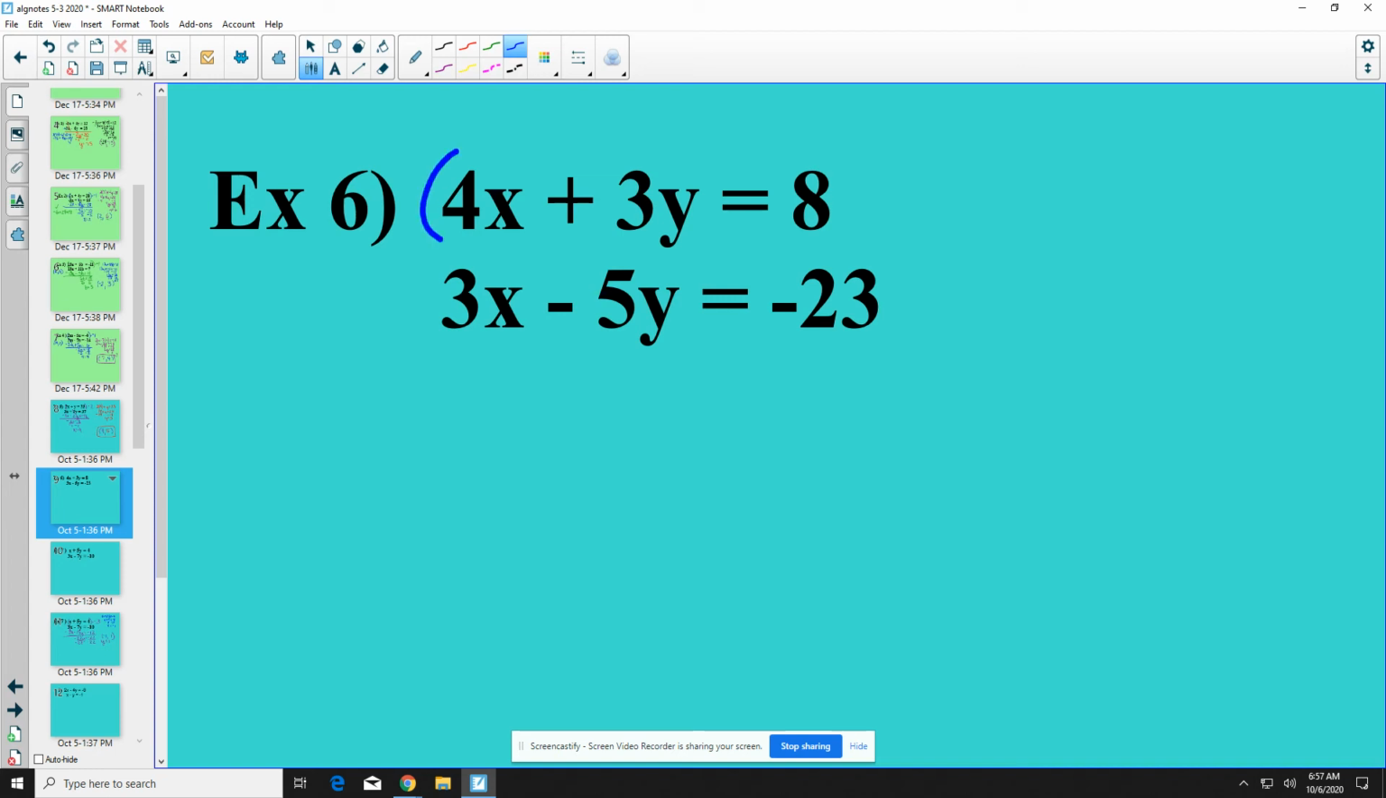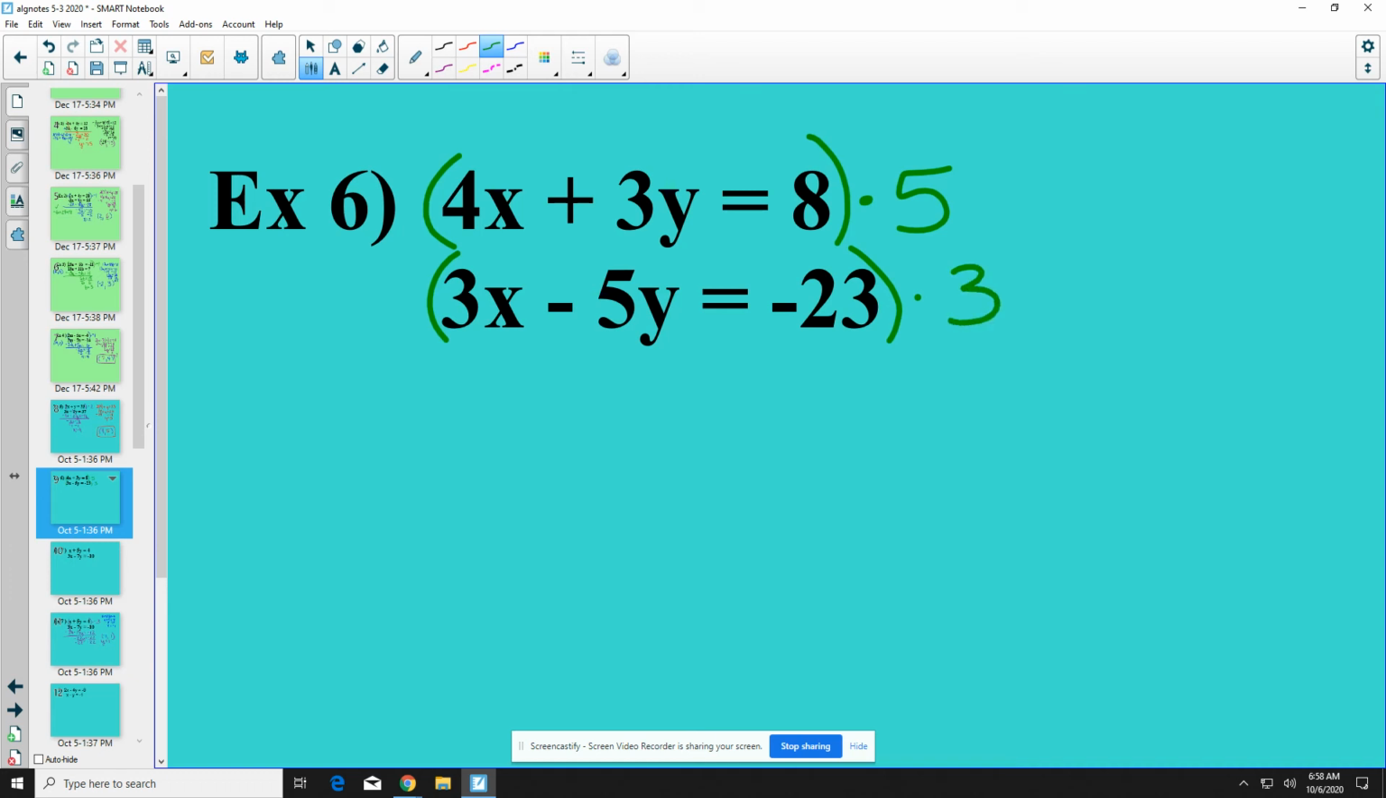One way to do this problem is to take the top one and maybe multiply by 3, so I get a 12x, and maybe multiply the bottom one by negative 4, so I get a negative 12x. Or I could try to eliminate my y's. It really doesn't matter. So if I was eliminating my y's, I could try to make one of them a 15y and one of them a negative 15y, so they would be opposites. So let's see, if I take the top equation and multiply by 5, I would get a 15y. What would I have to multiply the bottom equation by? 3, right, because then I get a negative 15y.